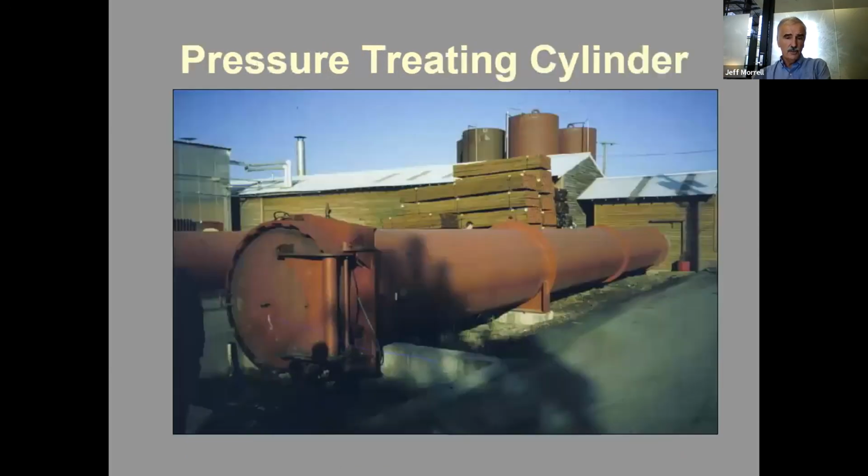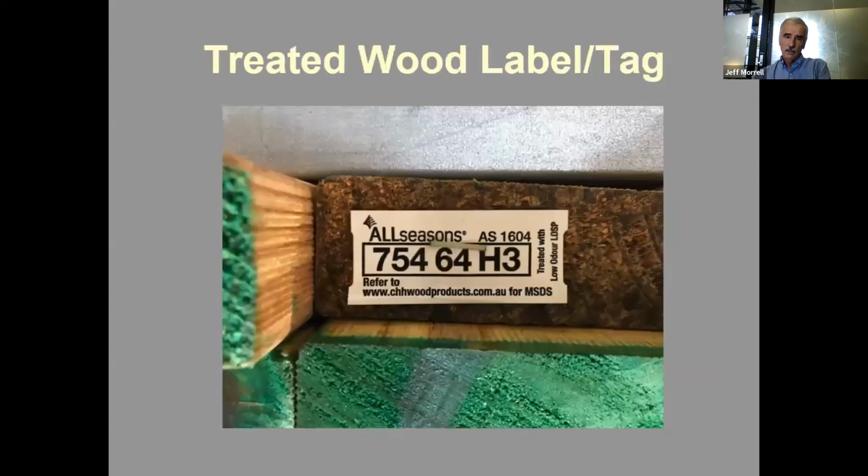This is a pressure treating cylinder. You would see it under cover now, but this is an old picture. It's just a big tube. You can put vacuum and pressure on it to force the chemical into the wood more deeply than you would if you just dipped it. And then all of that wood needs to have a tag on it. You'll hear more about this next week. It tells you who treated it, what chemical it's treated with, and what hazard class it's treated to, so that the user or the fabricator can know what they're working with. And you can see we're putting the Australian Standard 1604.